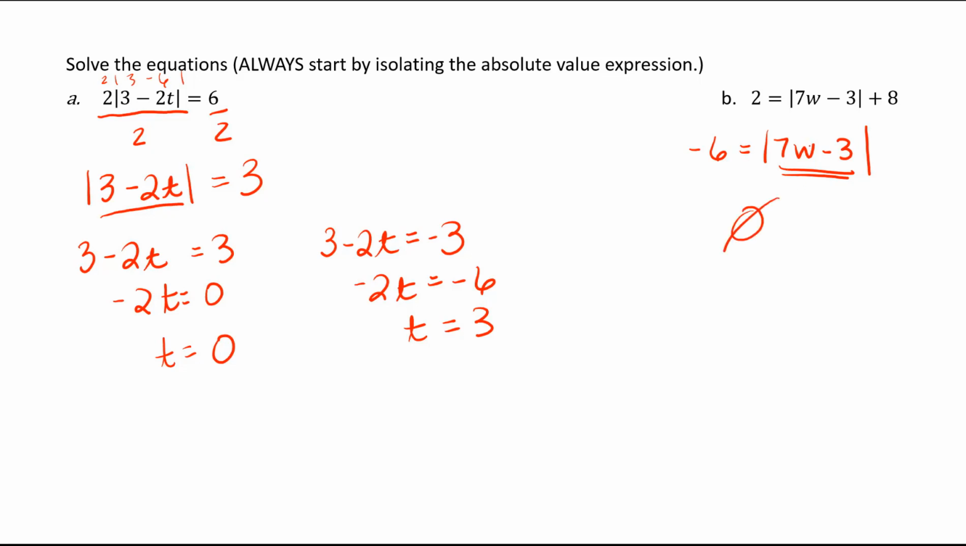There is no value that you can put in for w and take the absolute value of 7w minus 3 and somehow get a negative number. That can't happen. So that would be the empty set.